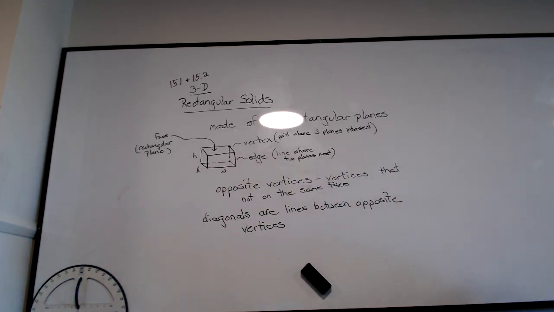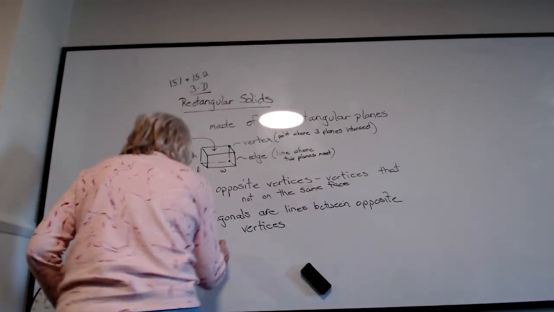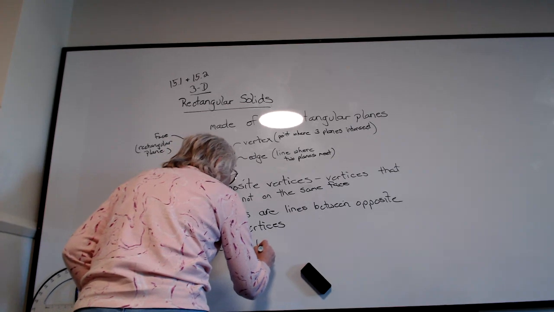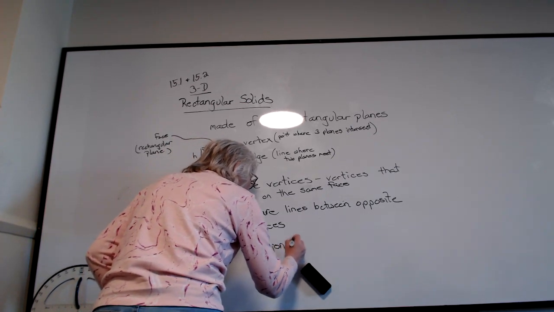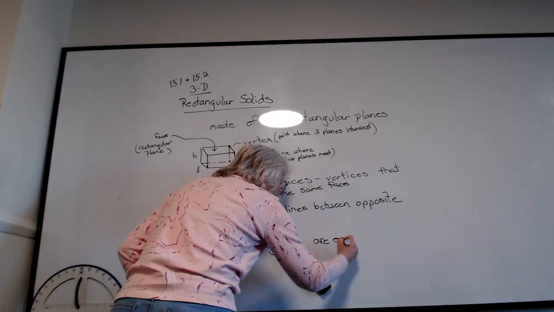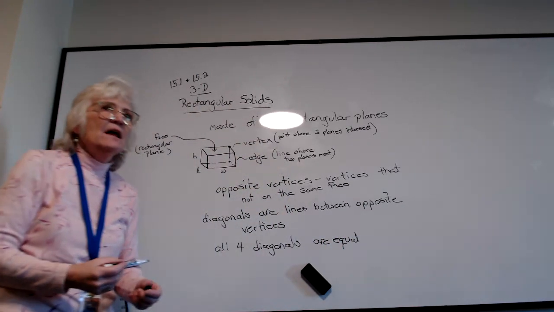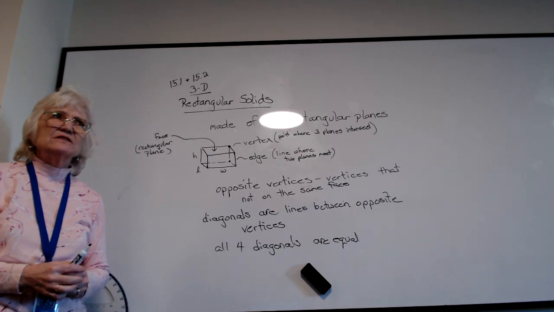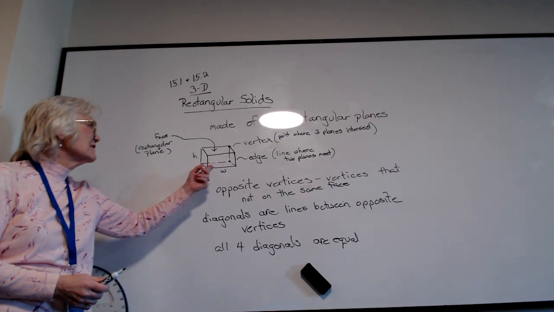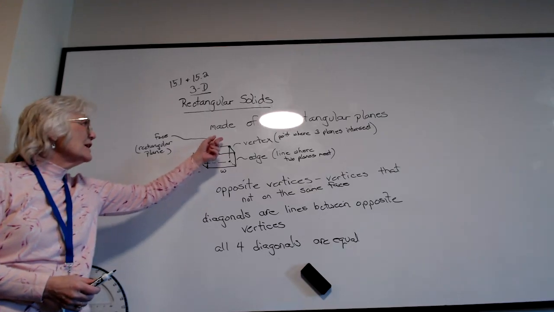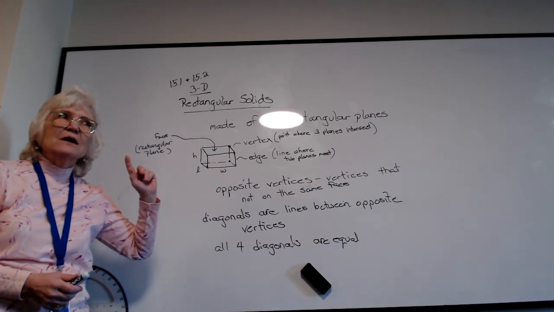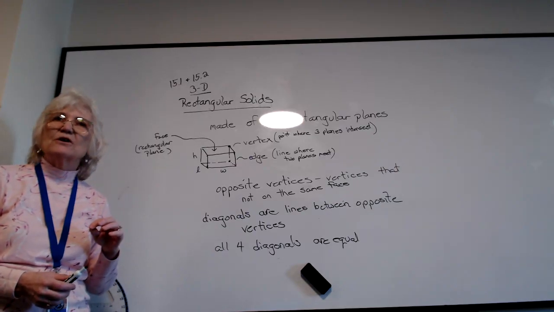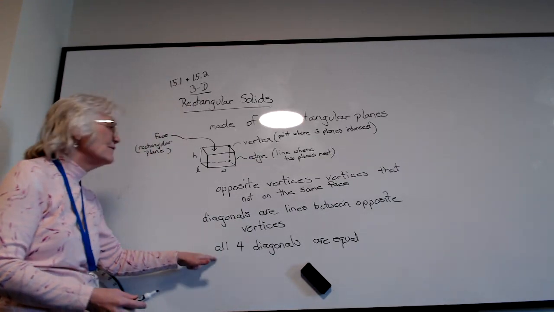Okay. What do you guess about those diagonals? They're all equal. Yes, all 4 diagonals are equal. Now, we could calculate it, but it'd be kind of confusing how to calculate it across. You'd have to first get the length of this side, and you can do a right triangle to get the length of that diagonal. But there's actually a formula that you can use for all rectangular solids to get the length of all 4 diagonals.